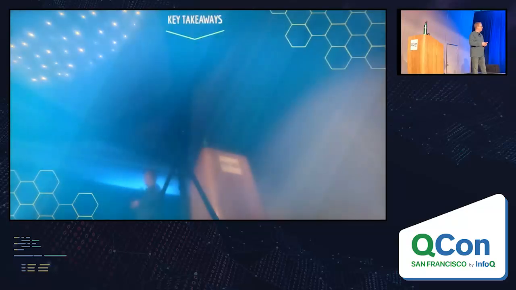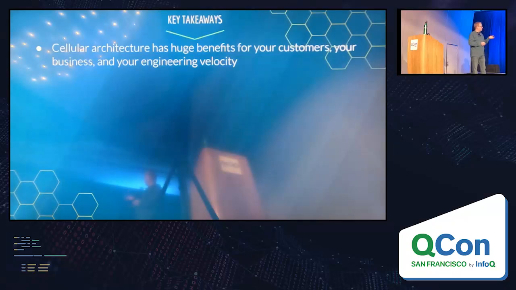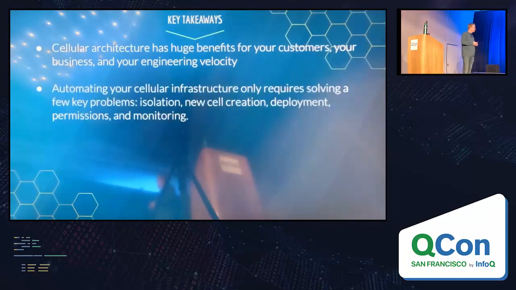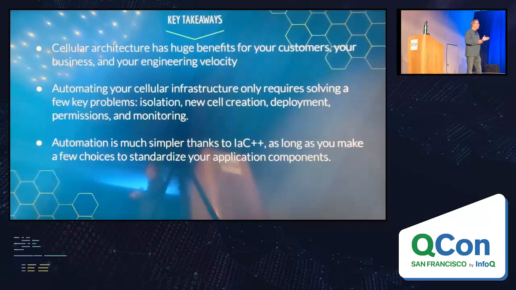And then the key takeaways I wanted to hit. So cellular architecture can really benefit your customers in terms of availability and making sure that you're hitting your SLAs. It's also really valuable for businesses' agility and your engineering velocity. Automating this stuff really only requires solving a few key problems that we went over today and a little bit of work to standardize some things across your application components. The automation is so much simpler today thanks to the changes that have been happening in the infrastructure as code space. As long as you just take those opportunities to standardize a few things about how you define your components.